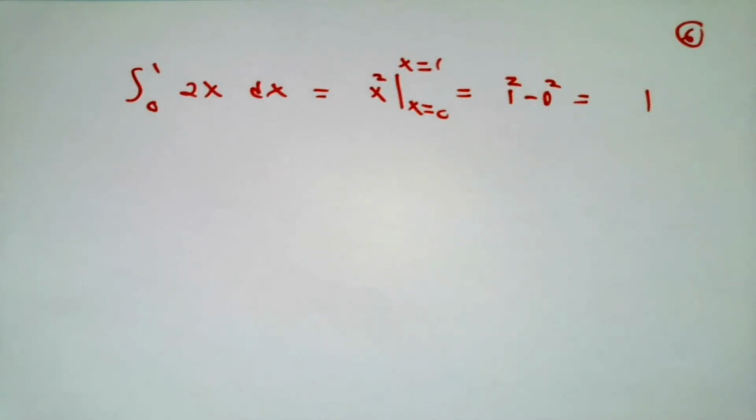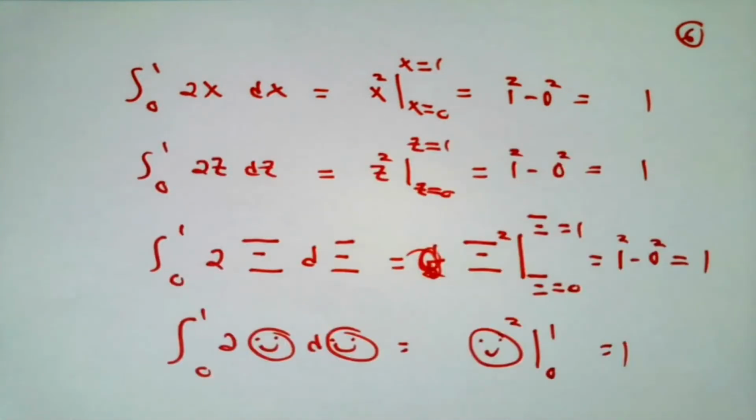The same thing would happen if I used some other letter for the variable of integration. It doesn't matter what symbol you use. The integral from 0 to 1 of 2 times variable with respect to variable is 1 no matter what, and x doesn't show up in the answer, or z, or this capital Greek letter whose name I've forgotten, or smiley face. It makes no difference.